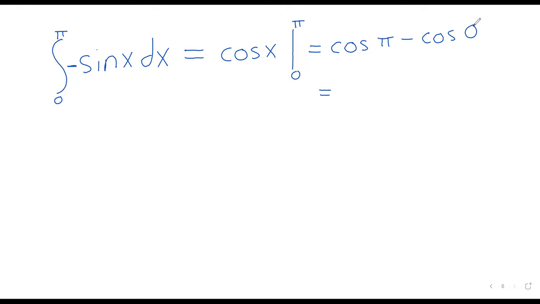And let me think about this. The cosine of pi is negative 1. If you don't remember your unit circle trigonometry, you could always just plug that into your calculator, but it is negative 1. The cosine of 0 is positive 1. Negative 1 minus 1 is negative 2.